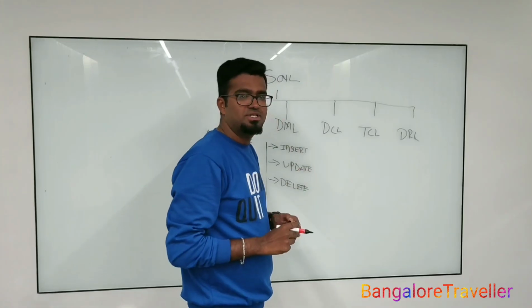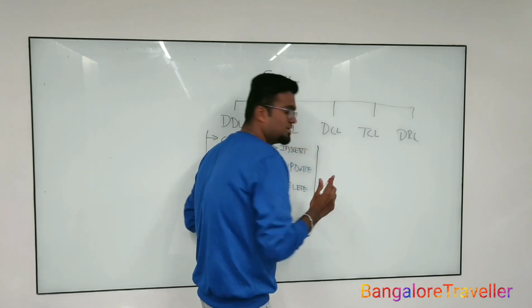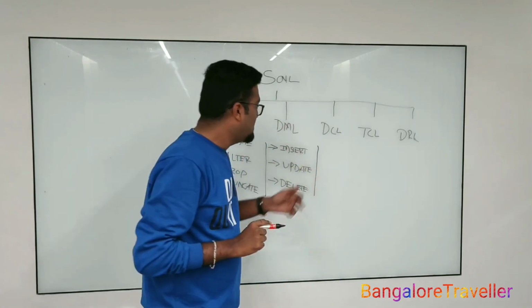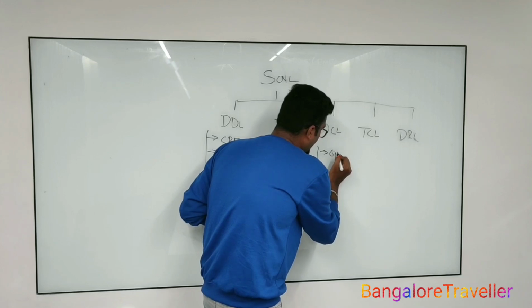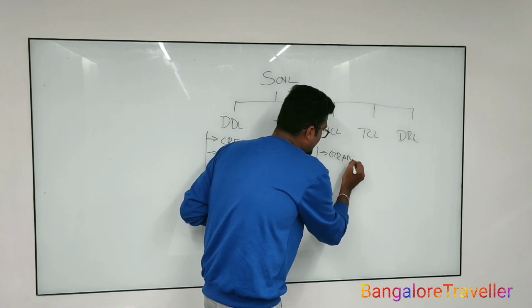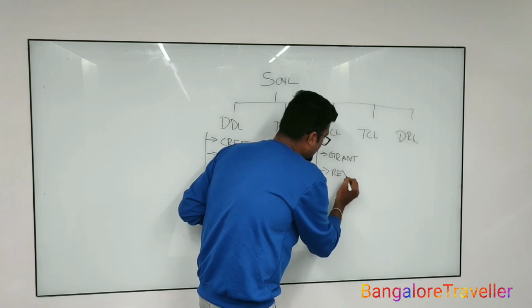So now let's see what is DCL. DCL is nothing but data control language. Let's see what the different types of commands are available under DCL. The first one is grant, and the second one is revoke.